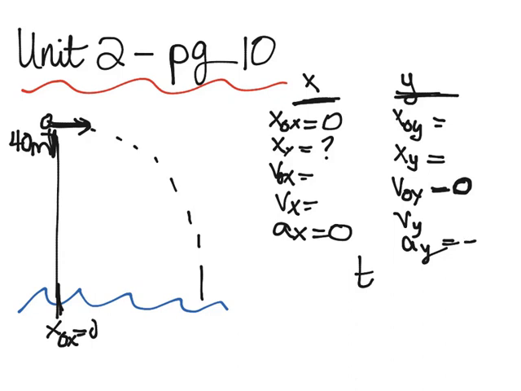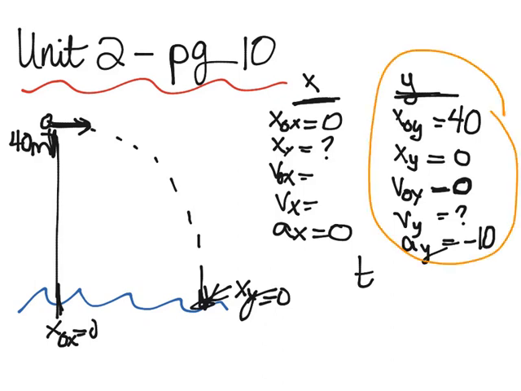We know that gravity gives us ay, and that's -10. vy, we don't know. xy, the final height, that's 0, because their final height is 0. And x naught y, their initial height, is 40. Okay, so looking at these two, we have more information in the y direction. That means we can go ahead and find time in that direction.